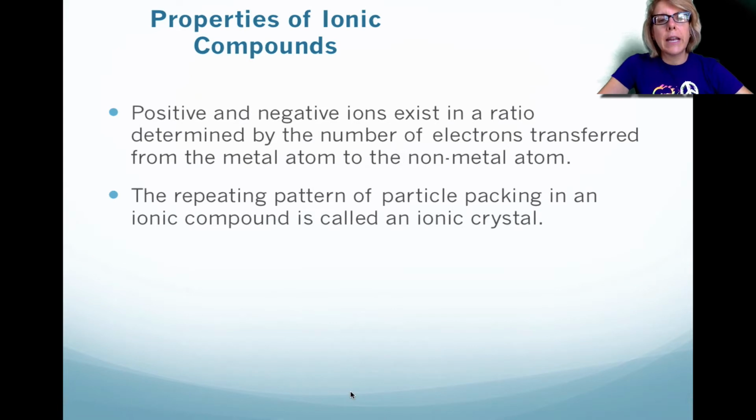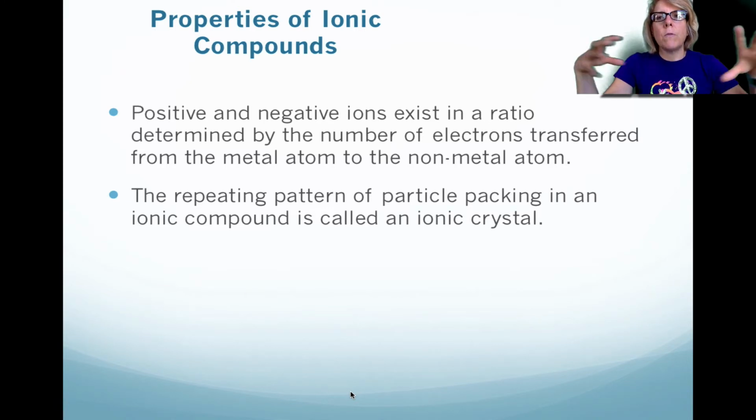Okay, so when we're looking at ionic compounds, we know that there's a ratio of these ions, and the electrons are always transferred. They're never shared. They typically go from the metal atom to the non-metal atom. Now, when they get together and form an ionic bond, there's a repeating pattern of the cation with the anion, and it essentially forms a crystal.